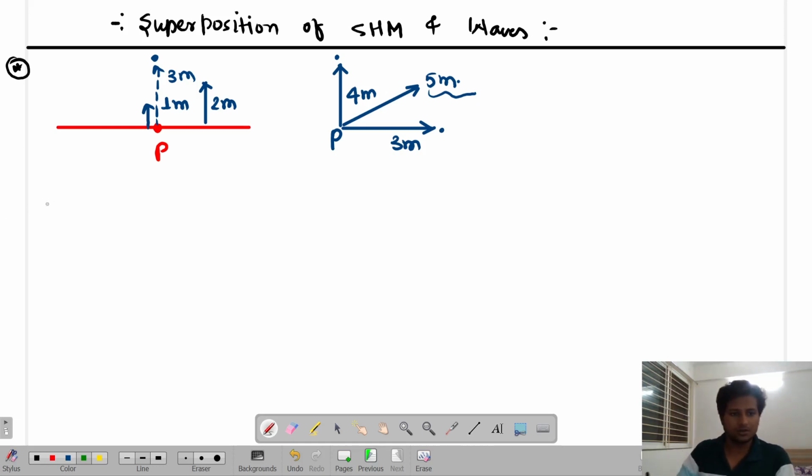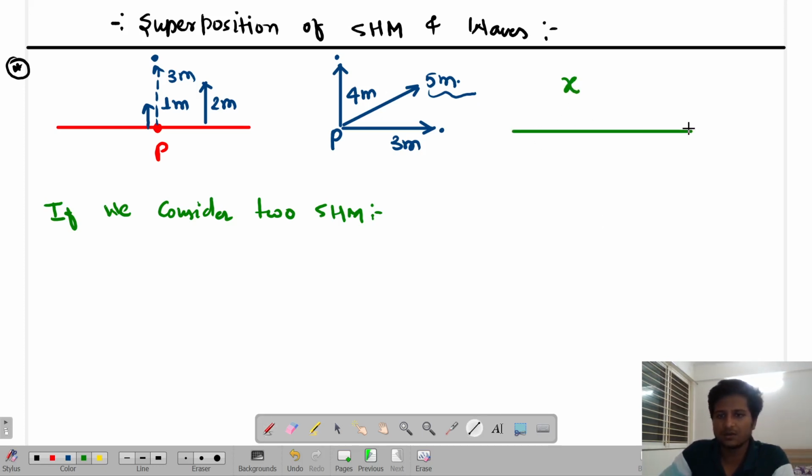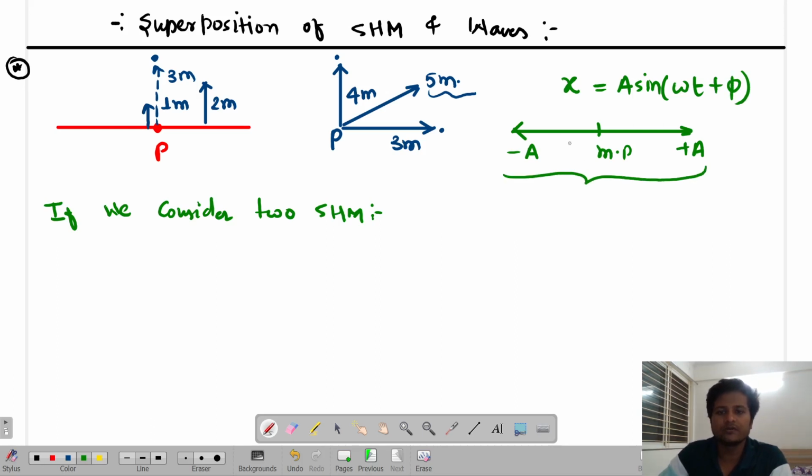Let's suppose we consider two SHMs, है ना? तो SHM इक्वेशन हम कैसे लिखते थे बेटा? मान लो कोई एक पार्टिकल SHM कर रहा है ऑन द x axis, ठीक? If this particle was performing SHM on the x axis, then we used to say this is the mean point, this is plus A amplitude, this is minus A amplitude, then x was written as A sin(omega t plus phi), है ना? यही था ना? हाँ, so this is the equation of SHM.